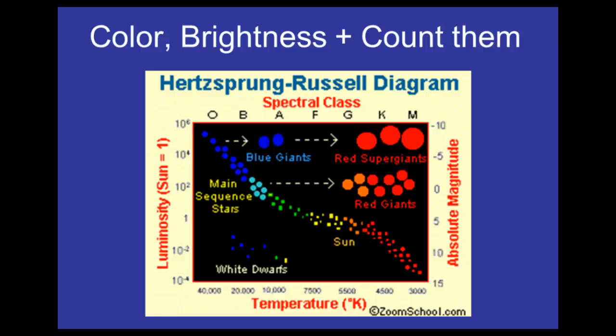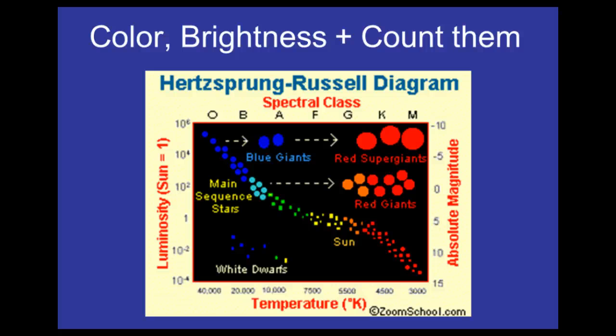If you said the coolest stars are on the right side, you'd be correct. Now, the reason is because red is a cooler color. So on the right-hand side, you see all the red stars, therefore the cooler stars.